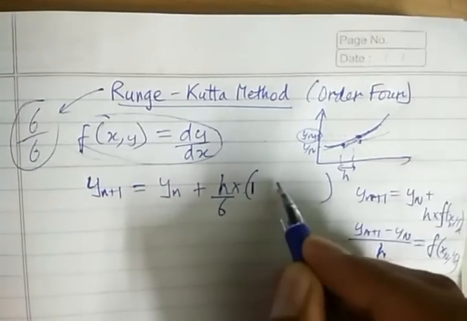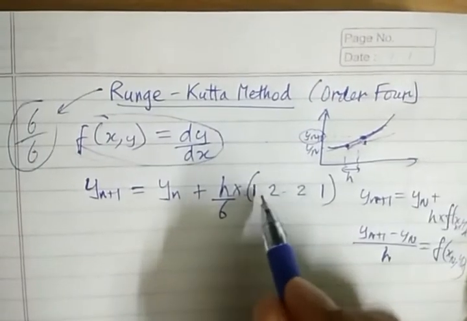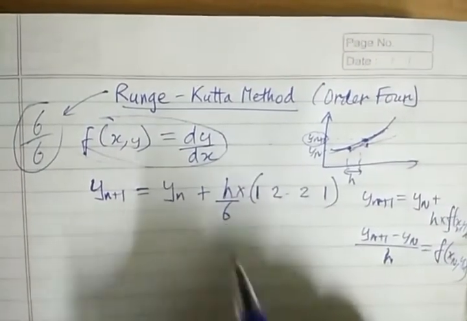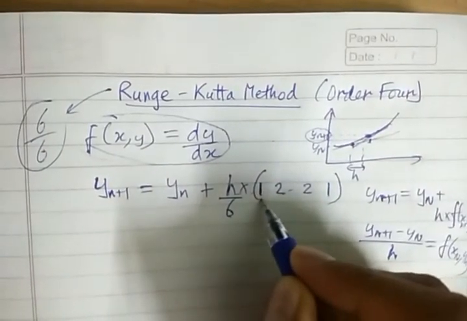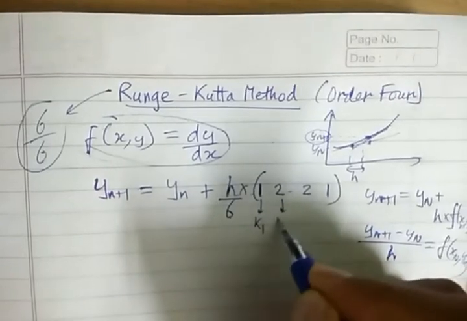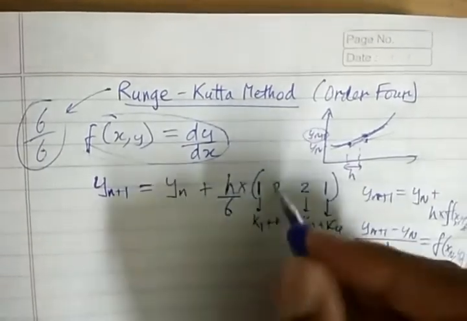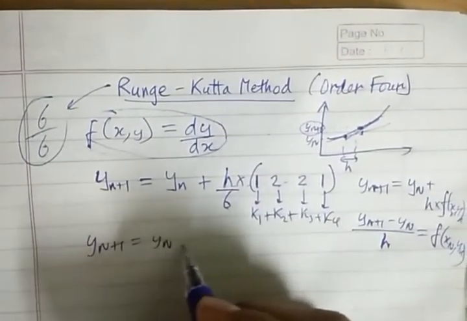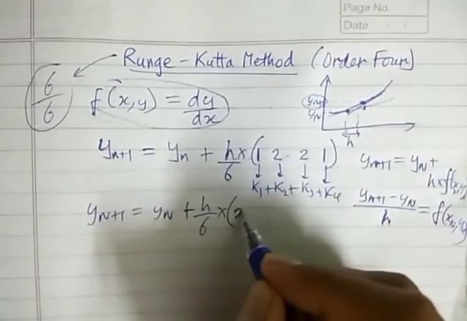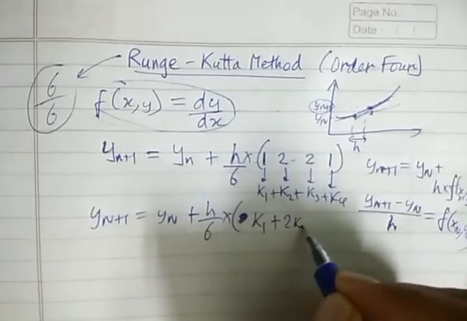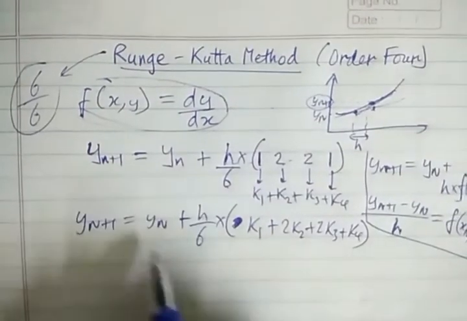So you have 1, 2, 2, 1. The sum of all these, 1 plus 2 plus 2 plus 1, is 6, and we have divided it by 6. Now you multiply this with k1, then this with k2, then this with k3, and this with k4, and add all of these. So y n plus 1 is y n plus h by 6 multiplied by k1 plus 2k2 plus 2k3 plus k4. So this is the formula.